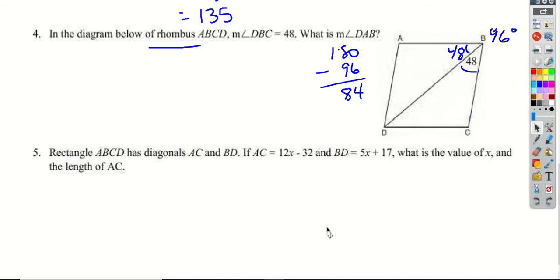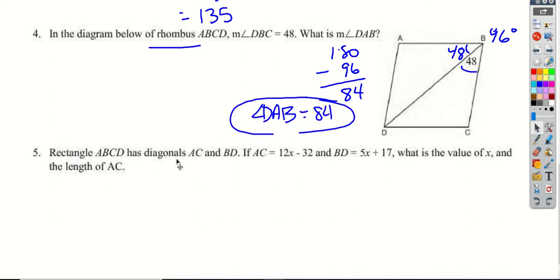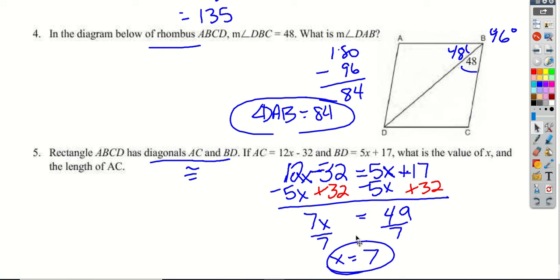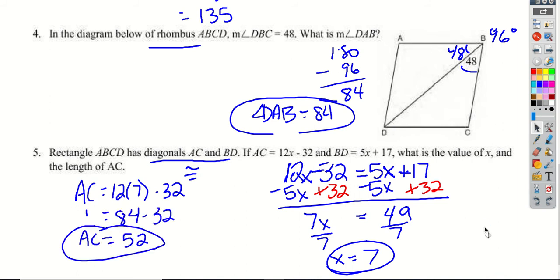For number 5, it's a rectangle. Okay, the diagonals, you remember, are going to be congruent. All right, so we can make an equation where 12x minus 32 is equal to 5x plus 17. We'll subtract the 5x and add the 32 to both sides to end up with 7x equals 49. Divide out by 7 to get 7 for the value of x. And since we're looking for AC, we're going to plug 7 in for x. 12 times 7 minus 32 is 84 minus 32, which gives us 52 for our length.